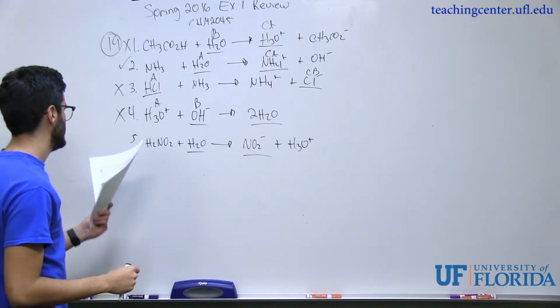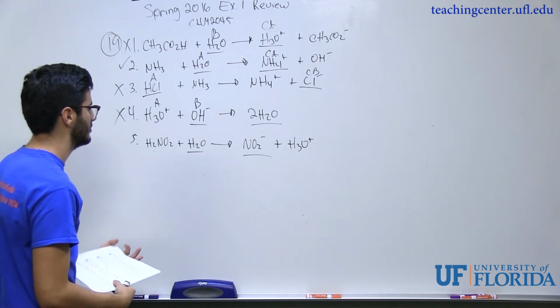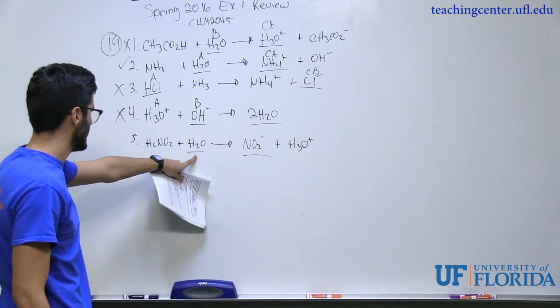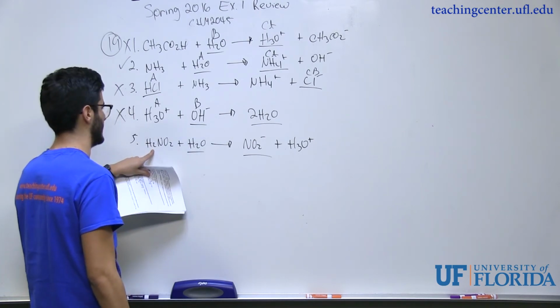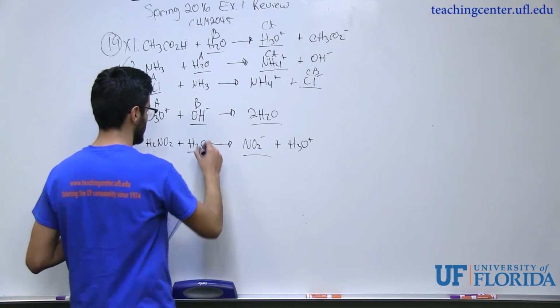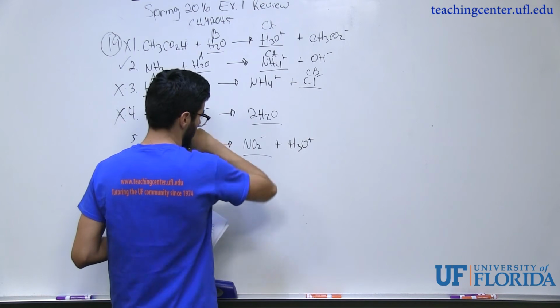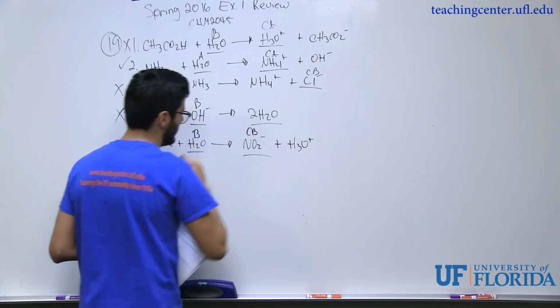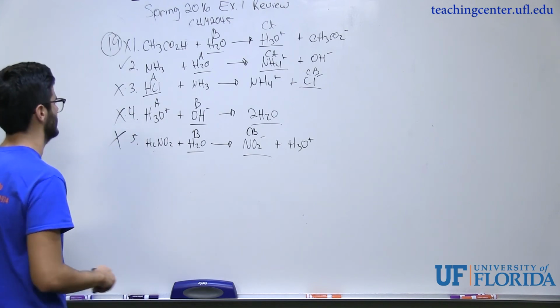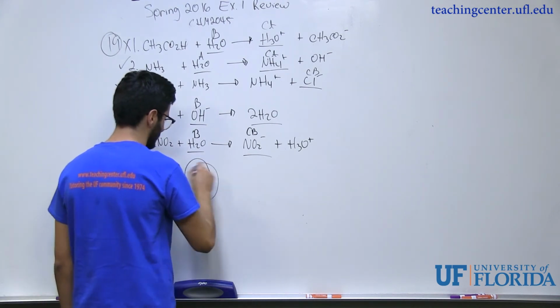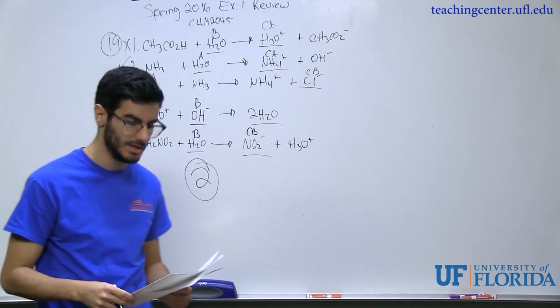And number 5, we have H2NO2 plus H2O making NO2 plus H3O plus. My H2O here accepted an H, accepted 2 H's actually from this H2NO2. So that's my base, and this is my conjugate base, because it's going to be the one that's going to want to accept H's now. So that's definitely not the answer. And that is why answer choice number 2 is the correct answer.